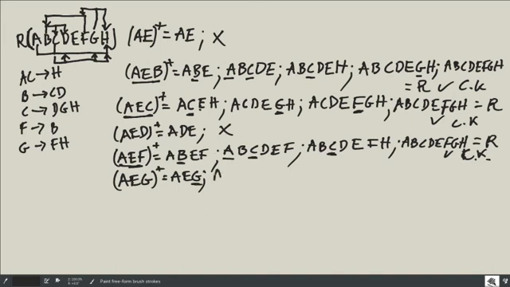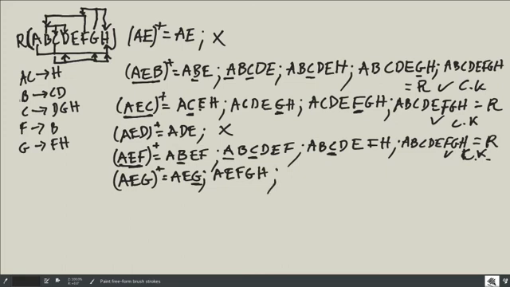So A, E, F, sorry, to F and H. F, and I'm going to put the G again here, and H. So G took me to F and H.